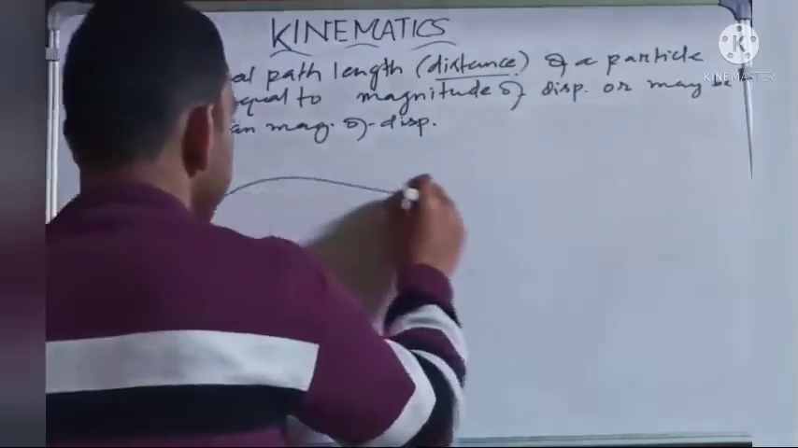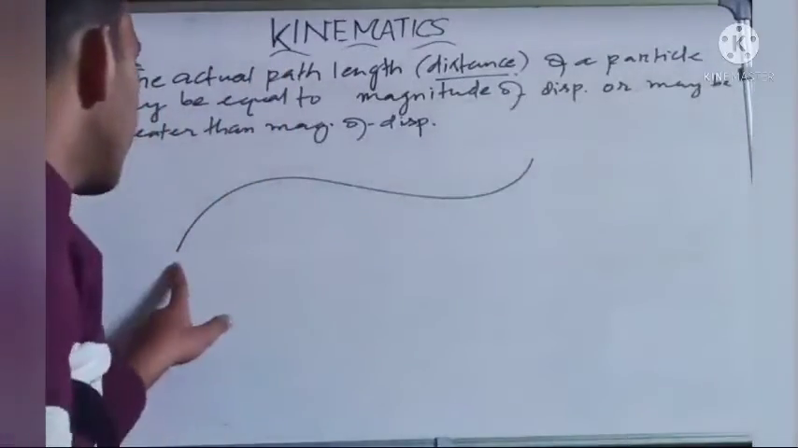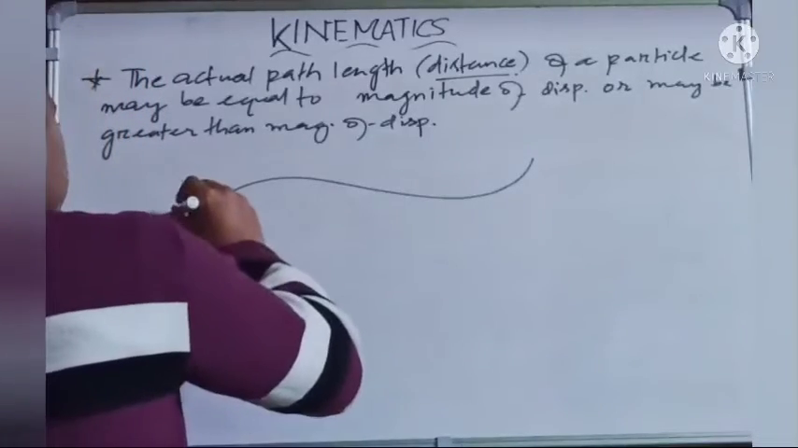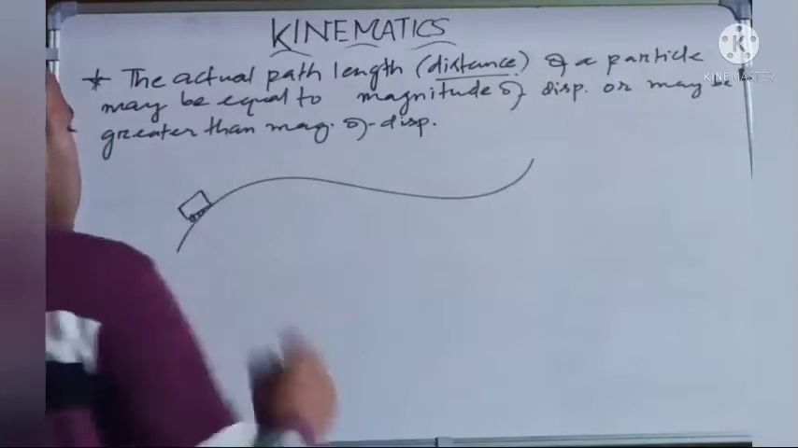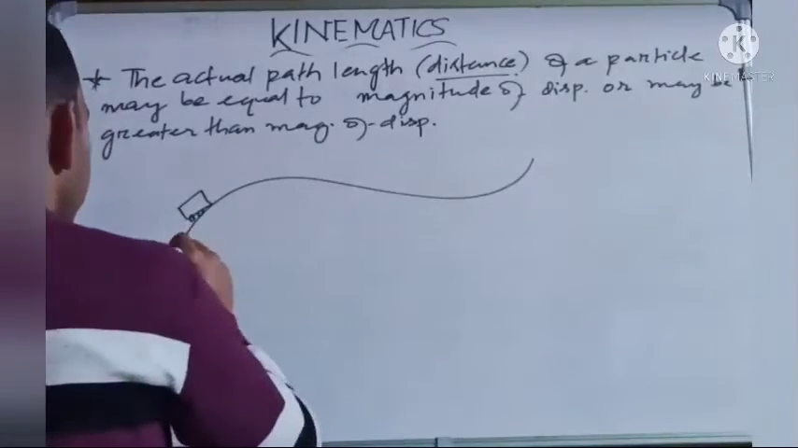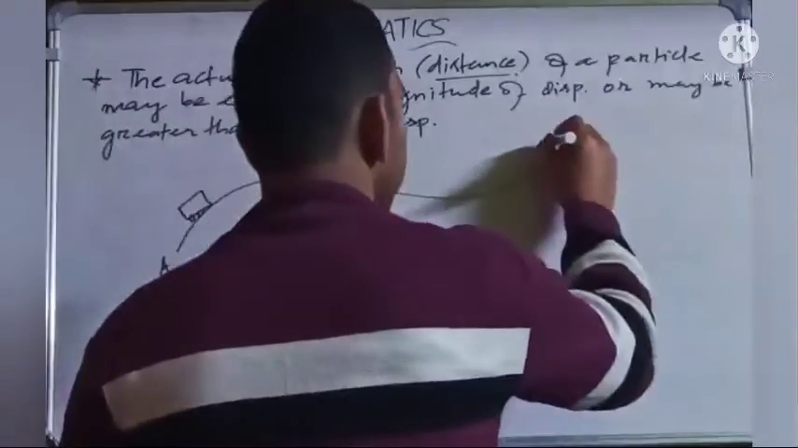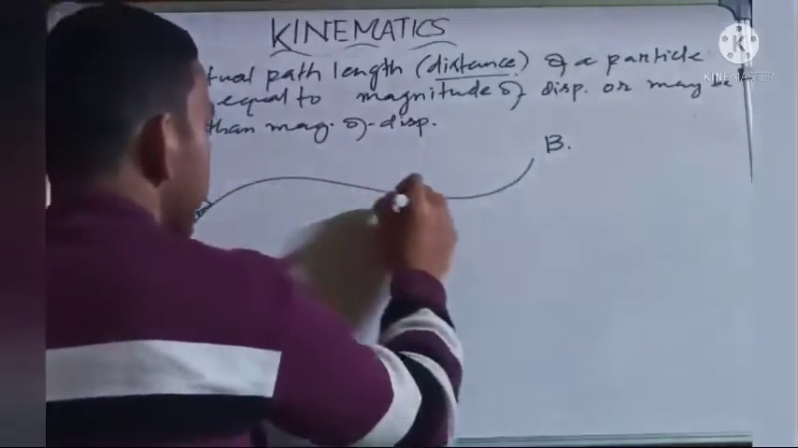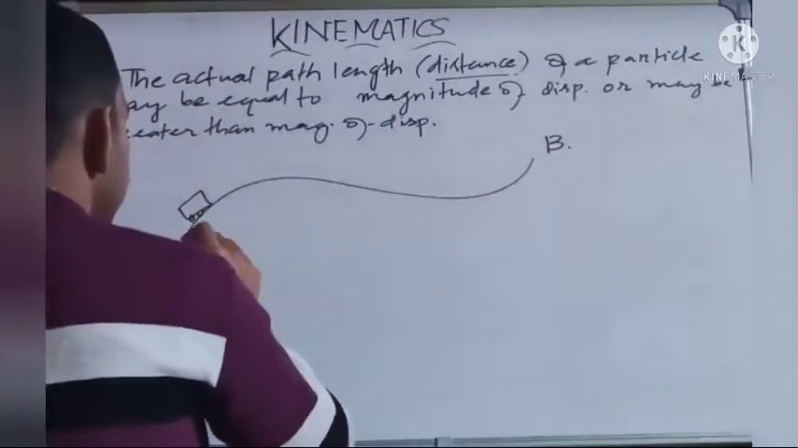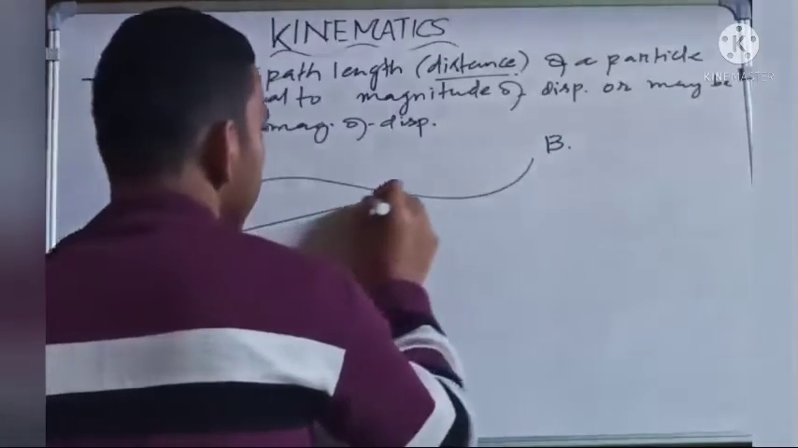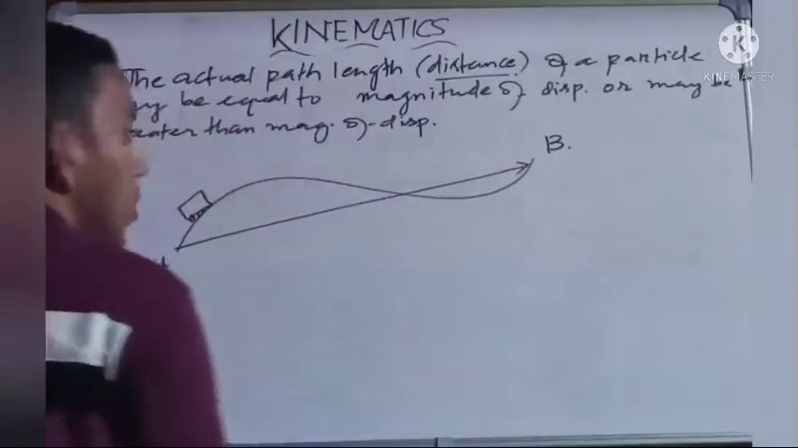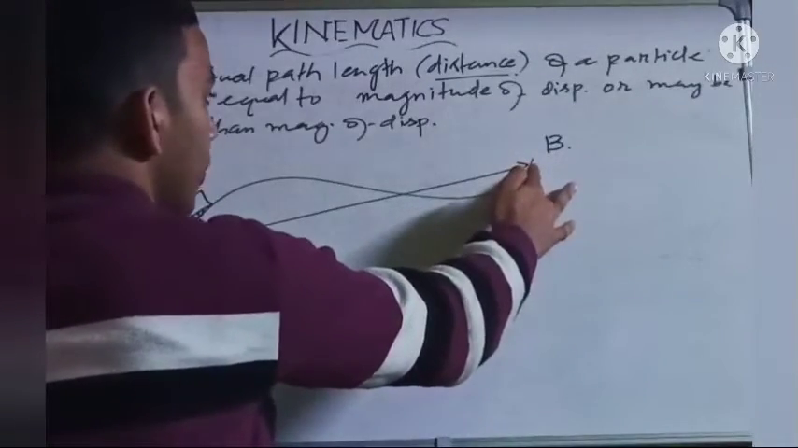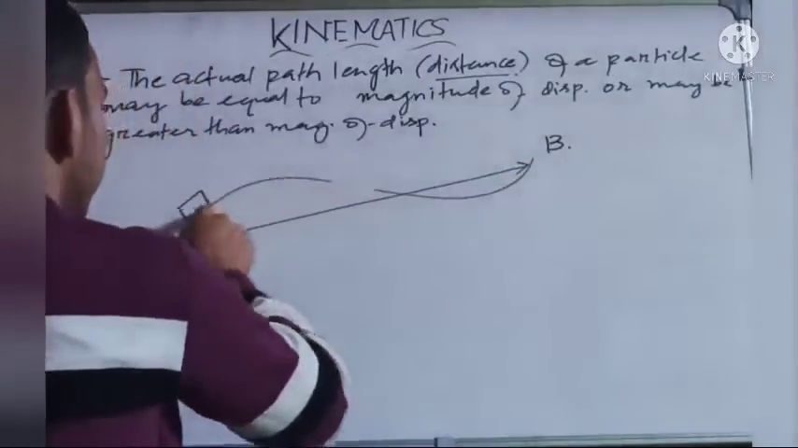From this diagram we can easily see this concept. Suppose this is the trajectory in which a car is moving. Let this car move from point A to point B. Then its distance is denoted by this actual path length traveled, and its displacement is denoted by this vector. We can easily see that the length of this vector will always be less than this actual path length.